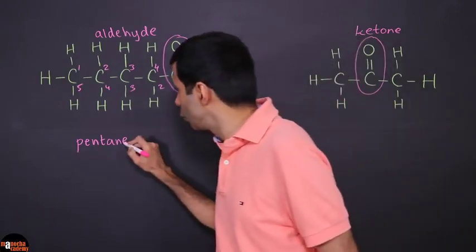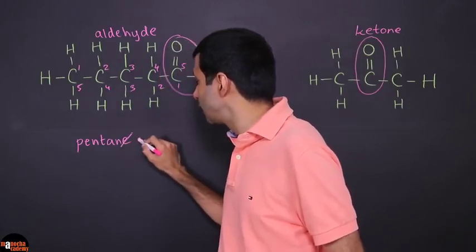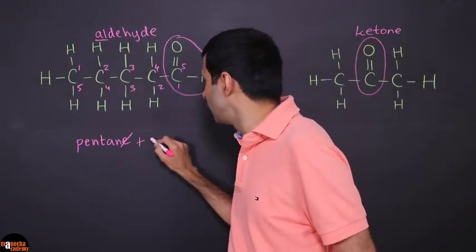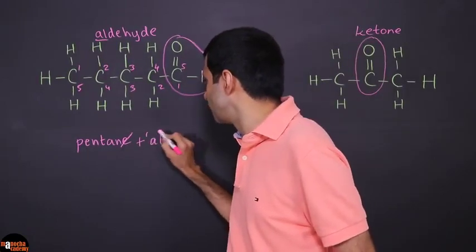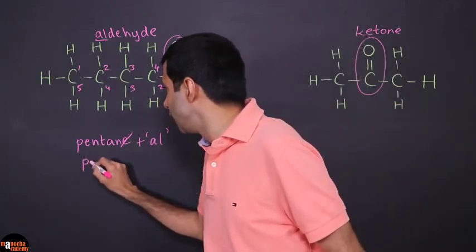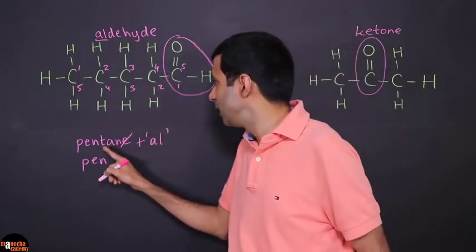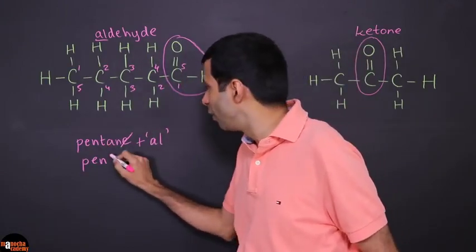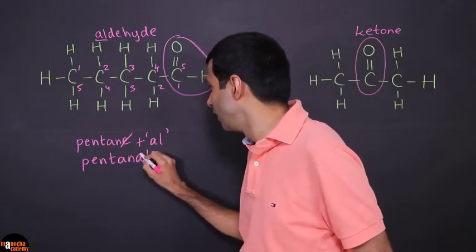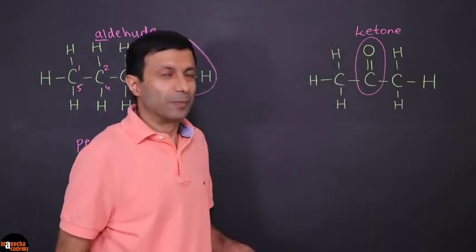But the rule is to delete the E and add the suffix in the name for this functional group. And it's an aldehyde, so we add the Al to it. So what will be the name of this compound? Pentanal. And it's at position 1, the smallest number. So it's basically pentan-1-al or simply pentanal. Okay, is that clear? Now let's take a look at this compound.